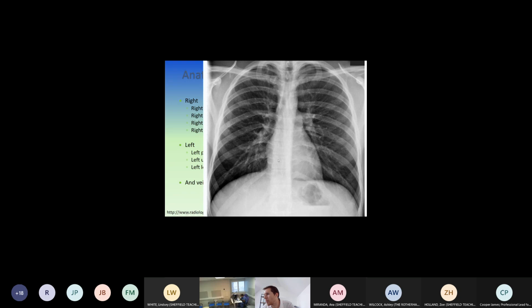I'm looking at the vertebra. We can see the thoracic spine through there, and we do pick up vertebral fractures on chest X-rays.